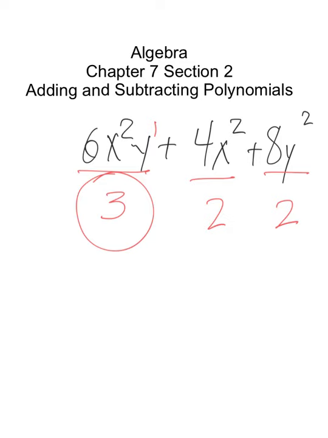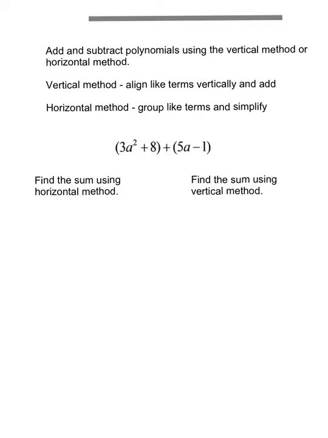Today's stuff is not new. The only reason why it's different is because we've got larger exponents. But you have been adding and subtracting polynomials since 6th grade. When you add and subtract polynomials, you can either do vertical method or horizontal method. We've always done the horizontal method, but I'm going to show you the vertical method today.